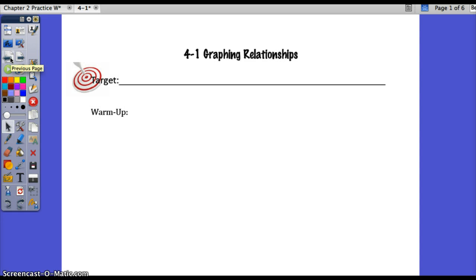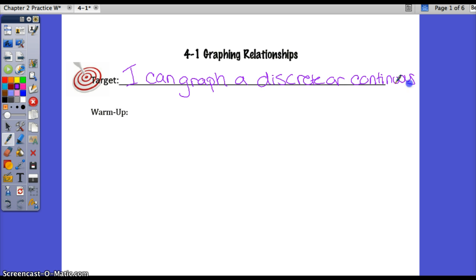We are going to be graphing relationships, something new in chapter 4. So your learning target is: I can graph a discrete or continuous relationship.